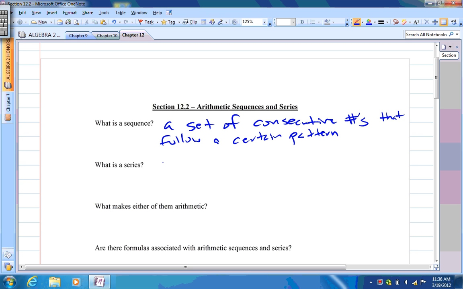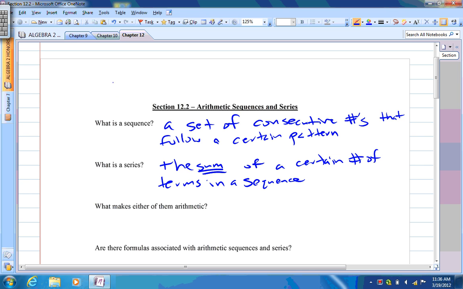A series is simply the sum of a certain number of terms in a sequence. So for example, if I had 1, 4, 7, 10, 13, dot dot dot, that right there would be a sequence. But if I had 1 plus 4 plus 7 plus 10 plus 13, that's a series, because I'm adding up a certain number of terms in the sequence.